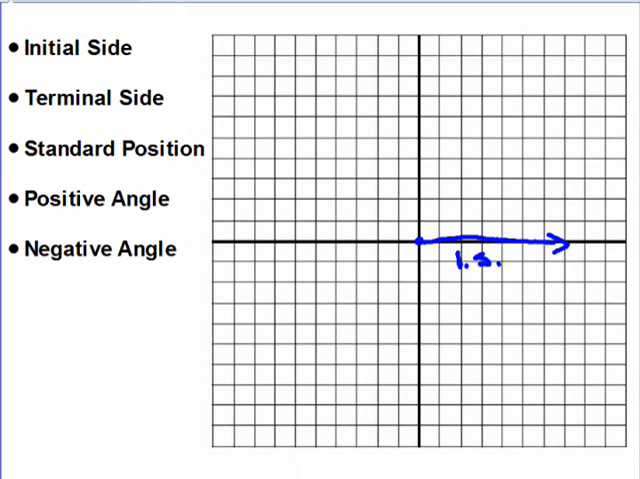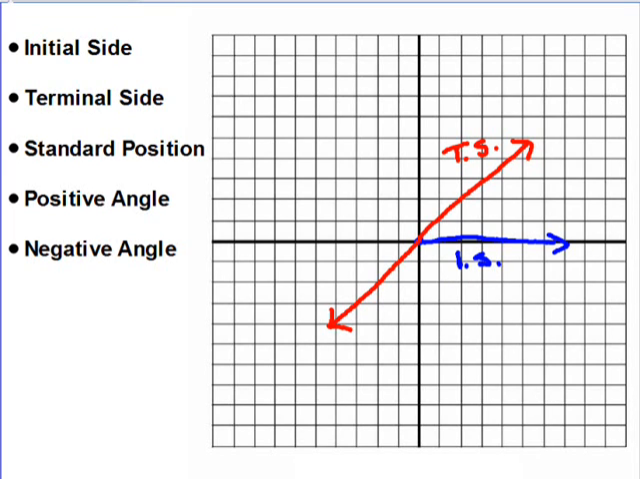And then the angle can be anywhere, right? Like I could draw an angle here. I could draw an angle there. I could draw an angle anywhere I wanted. That is going to be what we call the terminal side, so that second ray. So initial side always on the positive x-axis. Terminal side can be anywhere.